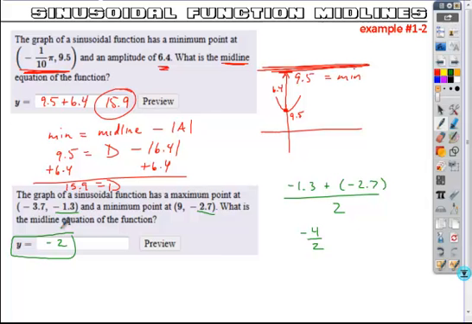Now, what you can see here is you can test it and see, does it make sense that if you have an equation at y equals negative 2, is that the same distance from negative 2.7 as it is from negative 1.3? It's 0.7 units up, 0.7 units down. So once again, you could find what the amplitude is by using that relationship, but here we're just locating the midline.